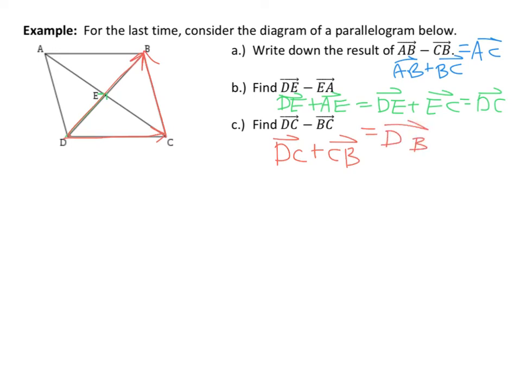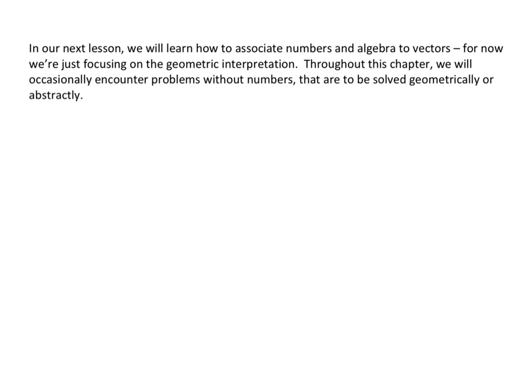As far as diagrams are concerned, these are the kinds of things that you can do to find the relationships between vectors. In the next video lesson in this subject, we're going to learn how to associate numbers and algebra to vectors. But for now, we're really just focusing on this geometric interpretation. Throughout this chapter, we're occasionally going to encounter problems without numbers, and those need to be solved geometrically or abstractly. So I've got one more, slightly harder example that's going to put everything together. So stick with me through that one. We'll try that one out, and then you guys will be ready to try some of these on your own.